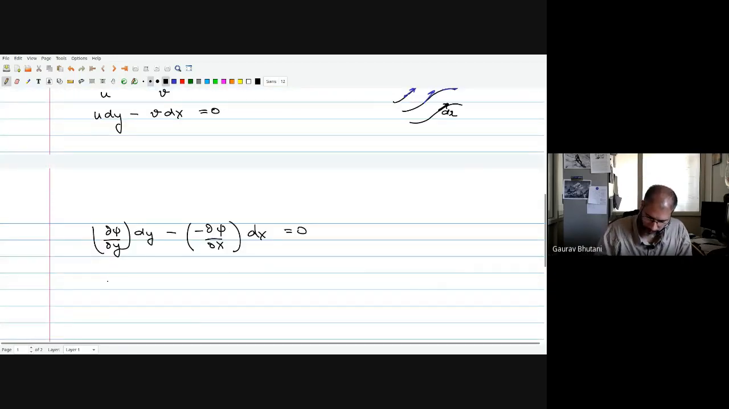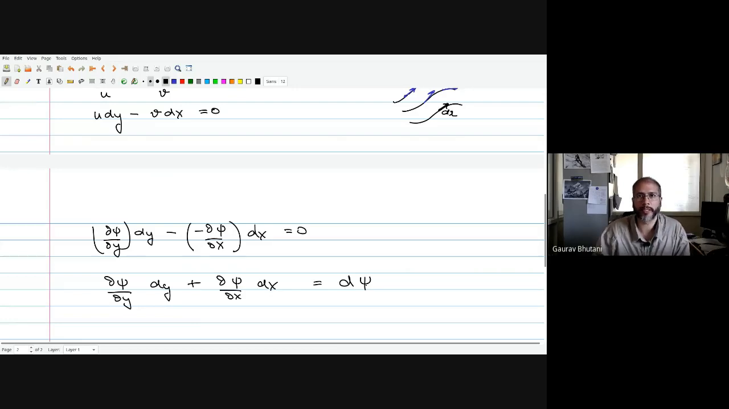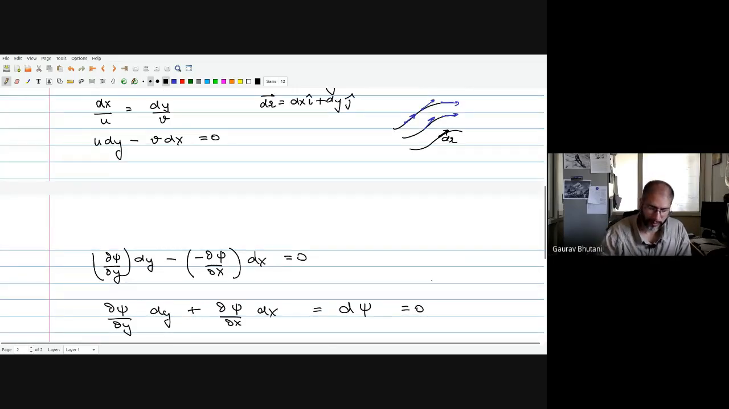Okay, so this becomes the total differential of psi. Let's do another step. So we have del psi by del y dy plus del psi by del x dx. And we know that this is nothing but d of psi, because psi is a function of x and y. So using chain rule, this is what we can write, and this becomes 0. And remember, we started with the equation for a streamline. So that means that we are talking about a given streamline. And what we have found out is that d psi is 0.